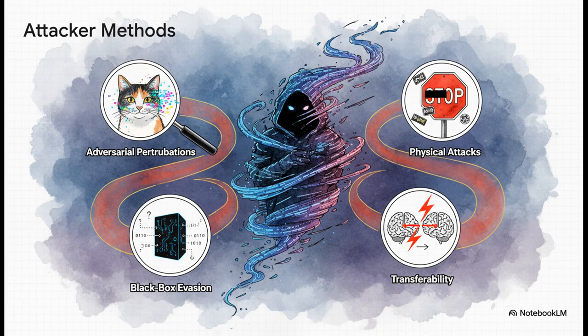We've talked about the digital noise, or the perturbations. Then you have physical attacks, like those stickers on a stop sign. There's also something called black box evasion, where an attacker just throws a bunch of different inputs at the AI and learns its weaknesses by watching how it responds. And maybe the wildest one is transferability. It means an attack that works on one AI model will often work on other similar models, so attackers can practice on a dummy model before going after the real thing.